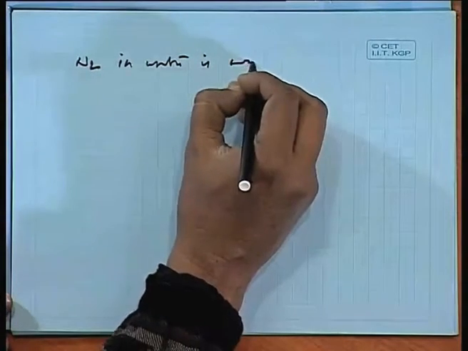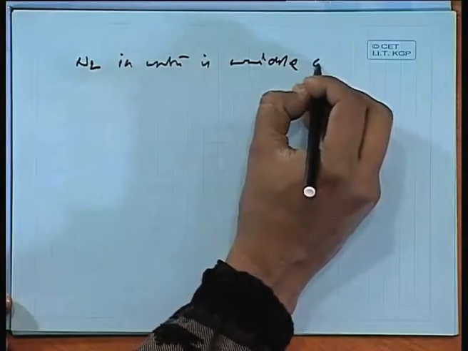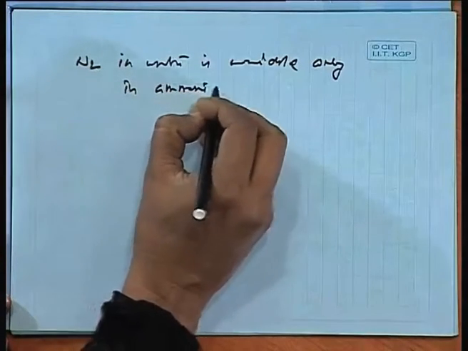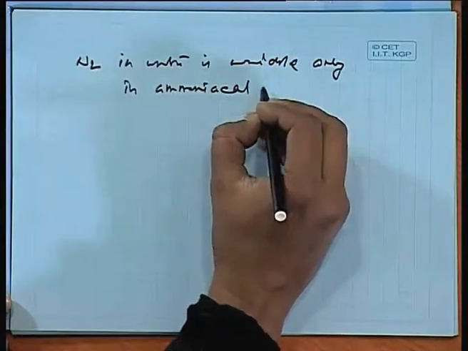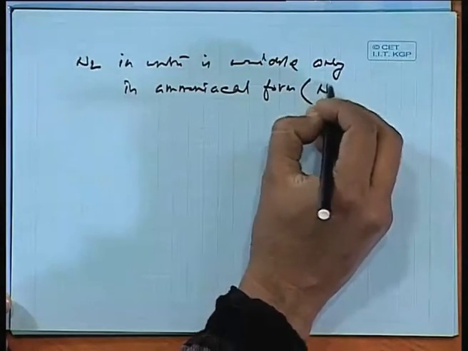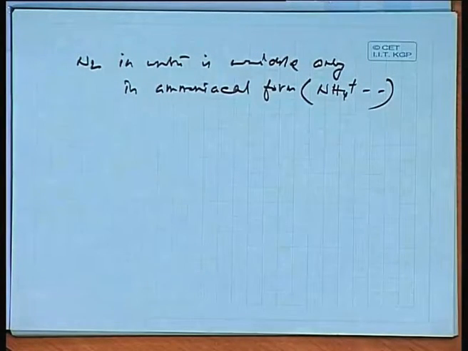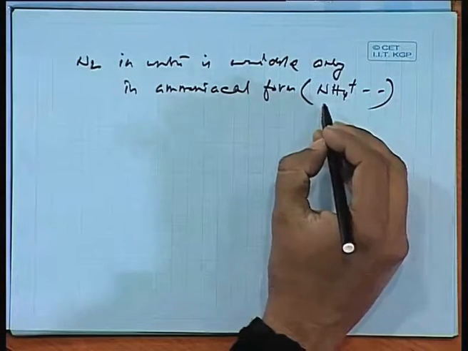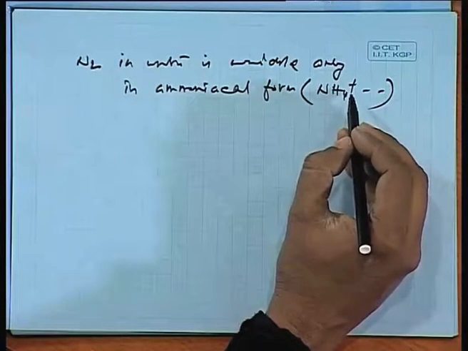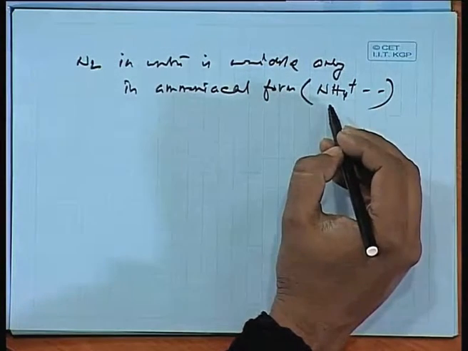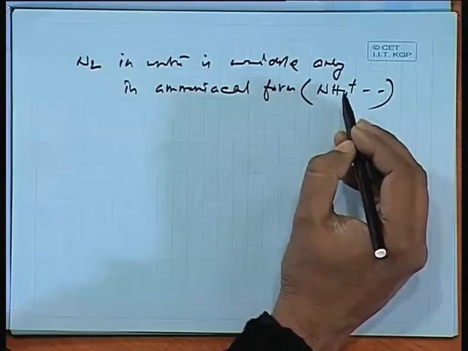Nitrogen is available only in ammoniacal form. So it would be available mostly as a radical, which is NH4. It would generally be available as NH4. So as you can see, this ligand as such is this particular ligand.